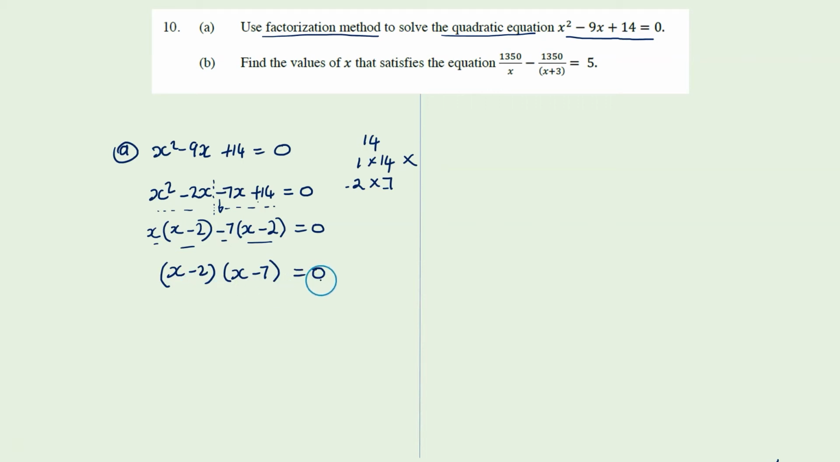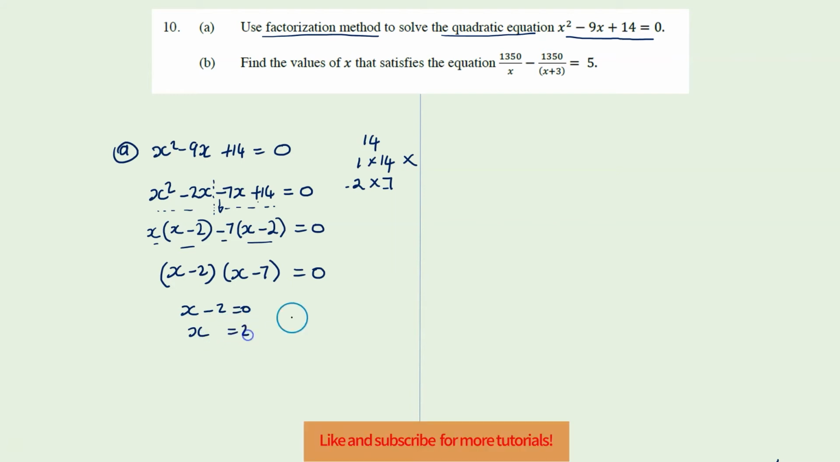In order to get a 0, either this bracket is 0 or this bracket is 0, because you must multiply by 0 to get a 0. So either x minus 2 is equal to 0, in which case x is equal to 2, or x minus 7 is equal to 0, therefore x is equal to 7. So your solution then: x is equal to 2 and x is equal to 7.